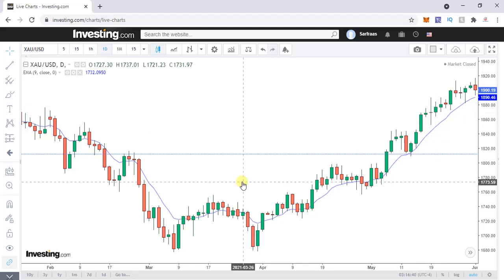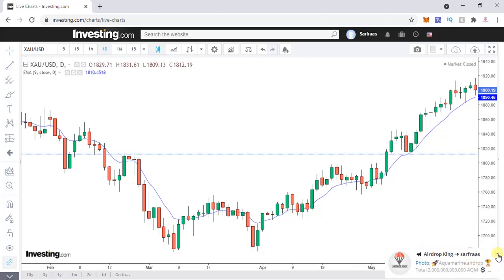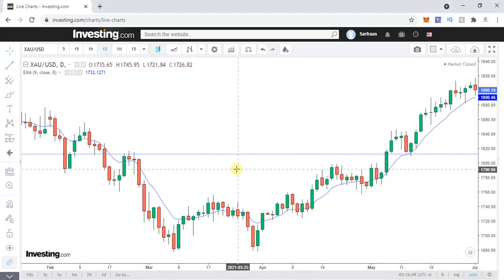So this is how a trend line, a moving average, can help you to identify the trend. So once you know the trend, accordingly you take your trades, and you must have heard the phrase, and I also follow the same: trend is your friend.